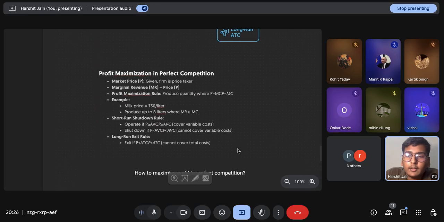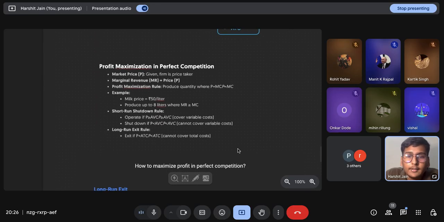Now the profit maximizing in perfect competition. In a perfectly competitive market, the price is given. Firms are price takers. The marginal revenue, we will refer to MR for marginal revenue.